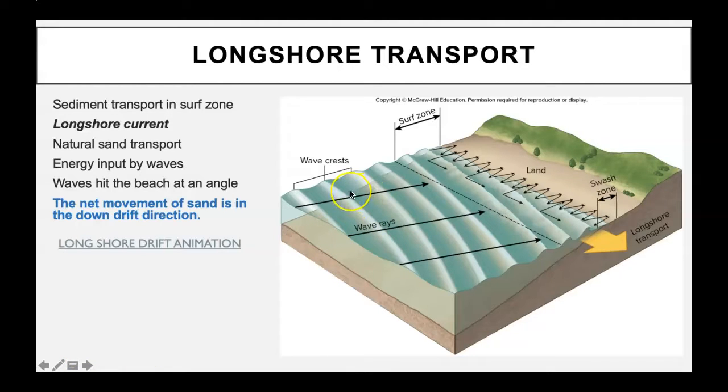And so the waves are perpendicular to those wave rays. The waves come into the beach and the water is going to zigzag. It goes up the beach and then swashes back down the beach, up the beach and swashes back down the beach. So it goes up the beach at an angle, but then down the beach because of gravity, kind of straight down, perpendicular to the shoreline or the direction that water would flow down the beach.